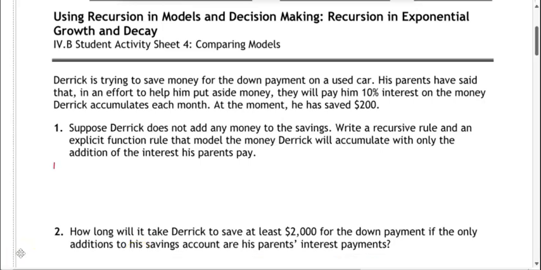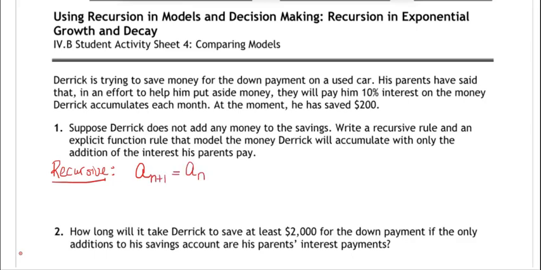So, recursive rule. Okay, so we have the recursive rule. Remember, the recursive rule is the one where it's always going to go a sub n plus 1 is equal to a sub n times something. And since this one is an exponential growth equation, we're talking about a growth of 10%. So the number here needs to be that growth or decay rate that I'm going to multiply by a sub n. So how much is this growing by? Well, it's growing by 10%.